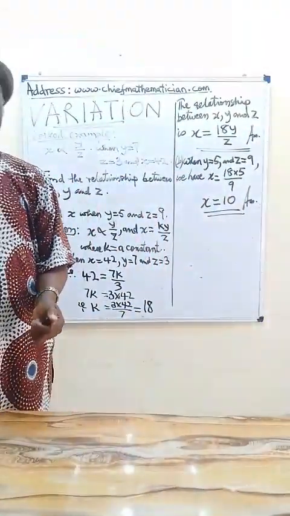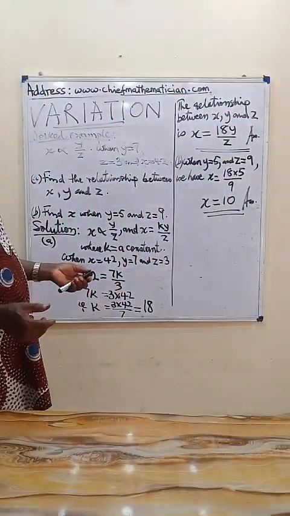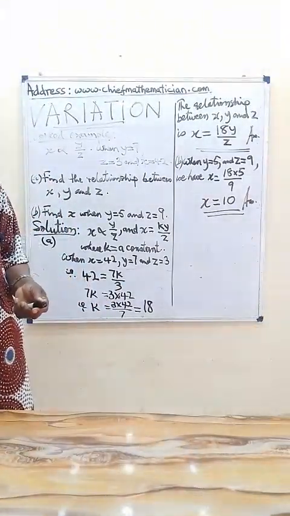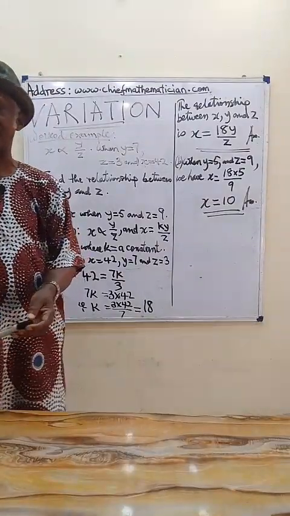And so this is an example of joint variation.